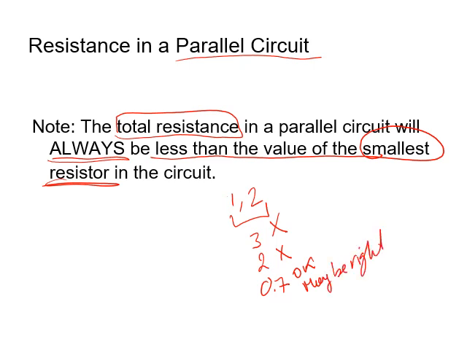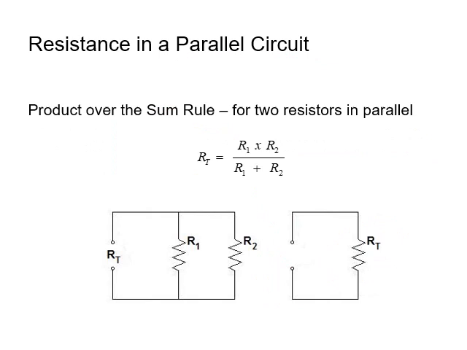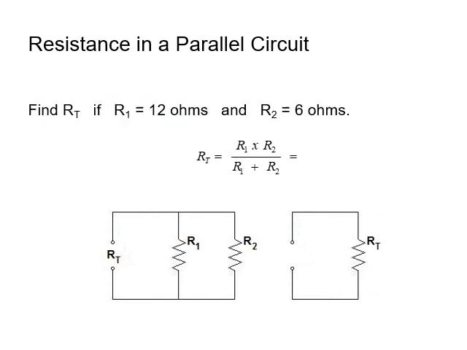Okay, so that's a rule to smell test your answer. So let's get to the math now. The first rule is called the sum rule, or product over sum rule. The total resistance is the product of R1 times R2 divided by R1 added to R2. That's the total resistance. So let's do an example.